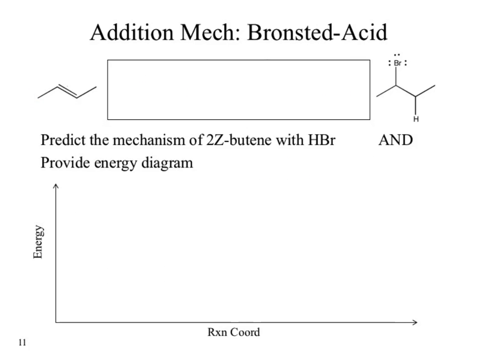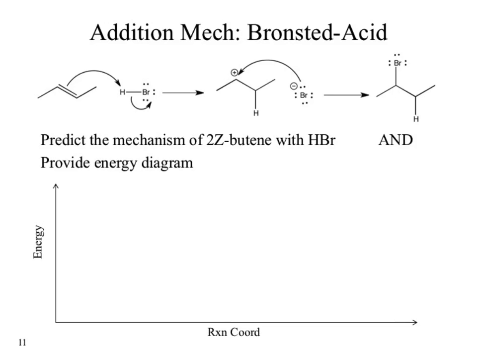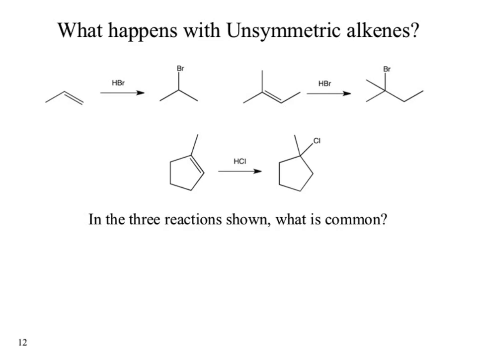Okay? Do you guys want to take a look at that one? See the energy diagram? Or do you think you guys got it? Okay, we'll move on to the more difficult one. What happens with unsymmetric alkenes? Okay, what do you notice is in common with all of these?